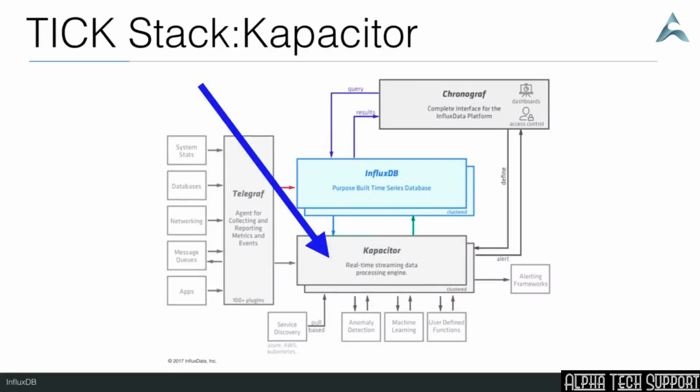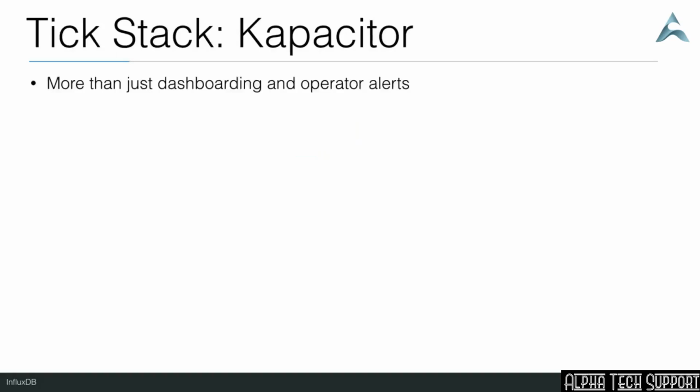It lets you plug in your own custom logic or user-defined functions to process alerts with dynamic thresholds, match patterns from metrics, compute statistical anomalies, and perform specific actions based on these alerts, like dynamic load balancing. Kapacitor integrates with HipChat, Opsgenie, Alerta, Sensu, PagerDuty, Slack, and more. Today's modern applications require more than just dashboarding and operator alerts. They need the ability to trigger actions. Kapacitor's alerting system allows you to do this.